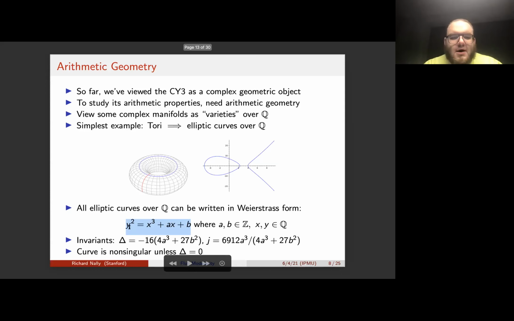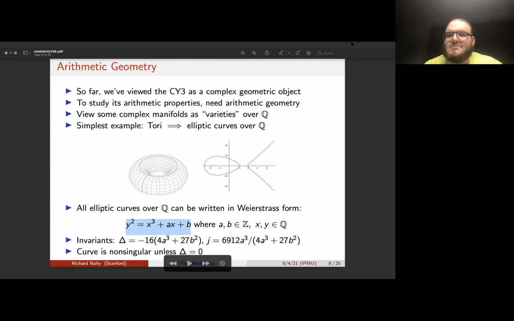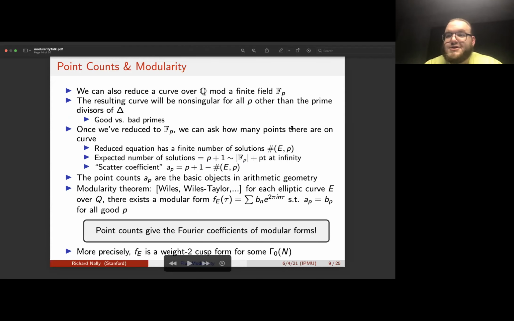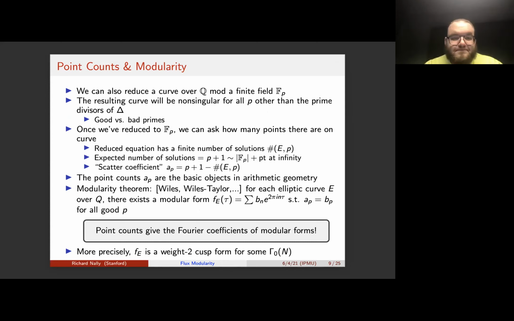So if I give you an equation of this form, where a and b are integers, you can reduce it over finite fields Fp. So what that means is you literally just reduce a and b mod p, and then you plug in the values 0, 1, ... p minus 1 for x and y. And that's called reducing this equation mod p. And that's sort of what you do with curves in arithmetic geometry. You take their defining equations and you reduce them mod p. So the curve is smooth unless delta equals 0. So the resulting reduced curve will be smooth for all p other than the prime divisors of delta.